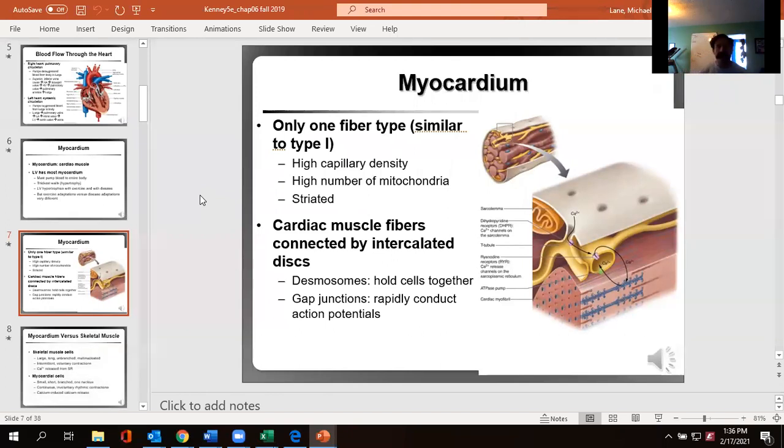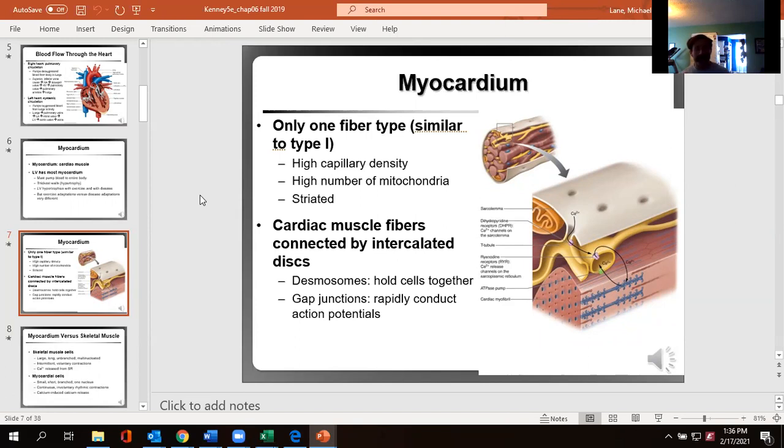Now, the cardiac muscle fiber we have, guys, is all type 1. Really high capillary density, really high numbers of mitochondria, and it's striated just like your normal skeletal muscle. Now, there are a number of different special properties aside from it being all type 1. Okay. The first is that our cardiac muscles have what's known as intercalated discs.